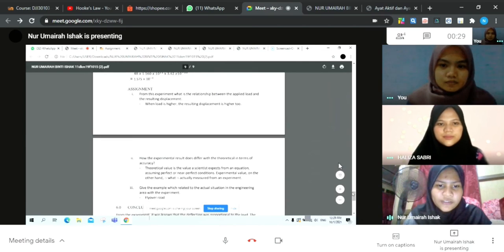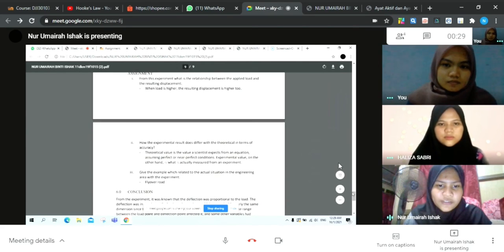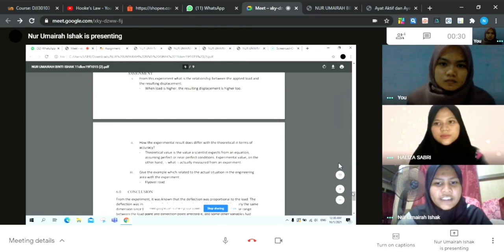Second question, how does the experimental result differ from the theoretical in terms of accuracy? Theoretical value is the value a scientist expects from an equation, assuming perfect or near perfect condition. Experimental value, on the other hand, is what is actually measured from an experiment.